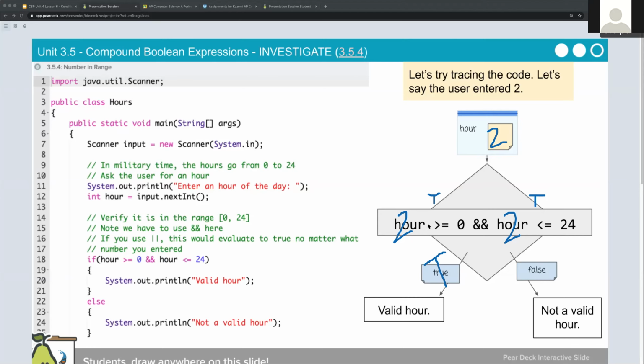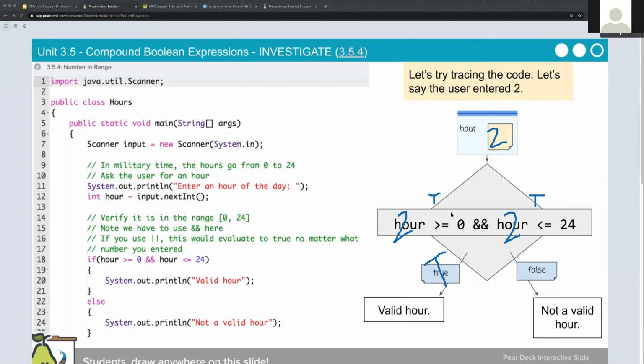So what this student did was they knew that they had to bring down that 2 anytime they saw the variable hour. So the conditional then became 2 is greater than or equal to 0, which is the first part of the compound conditional. It is true that 2 is bigger than 0, so they evaluated that as true. But remember, for and, both sides have to be true for the whole thing to be true, so then the student went on to evaluate the right-hand side. 2 is less than or equal to 24. That's also true. 2 is smaller than 24, so this is true as well.